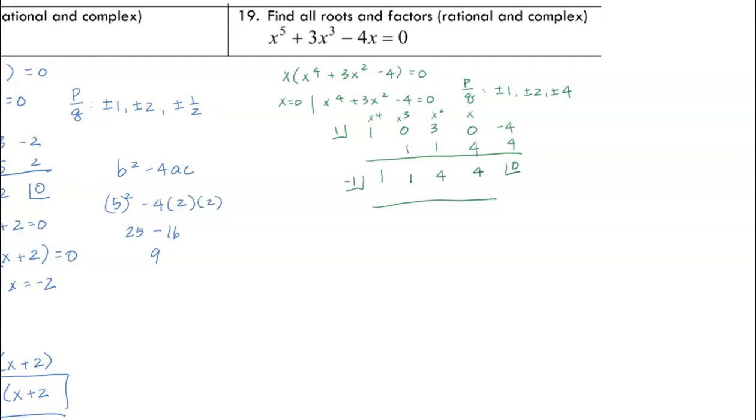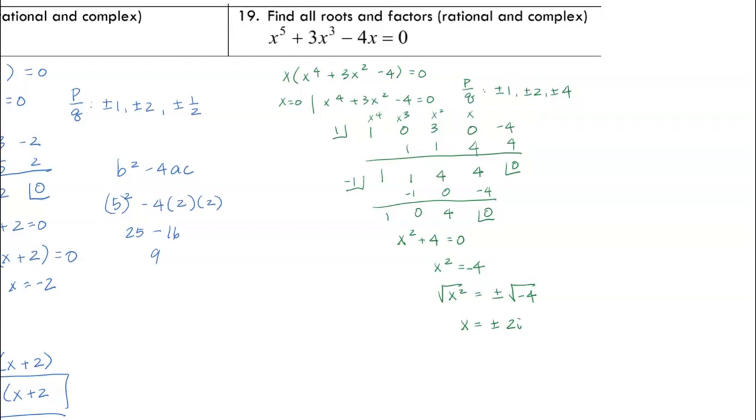Let's try -1. 1, 1, -1, 0, 0, 4, -4, 0. There we go. X squared plus 4 equals 0. Let's go ahead and solve that. X squared equals -4. Square root of x squared equals plus or minus the square root of -4. So x equals plus or minus 2i.